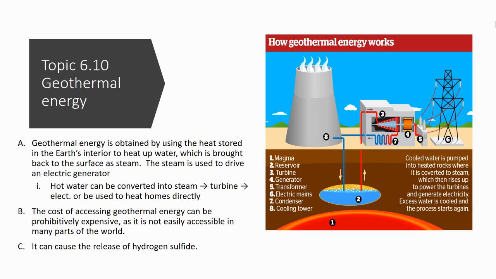So if you see in the example picture here, we've got in the Earth's interior, here's the magma, there's the reservoir of water there. That's going to then heat up that water. It's going to generate that steam there. That steam is going to turn a turbine of sorts, and then that's going to eventually turn that generator, which then moves to a transformer and eventually travels out to potential electric mains there. That water is then reused and it's cooled and condenses here, and it goes back to our cooling tower to then be reused for the same process over and over again.